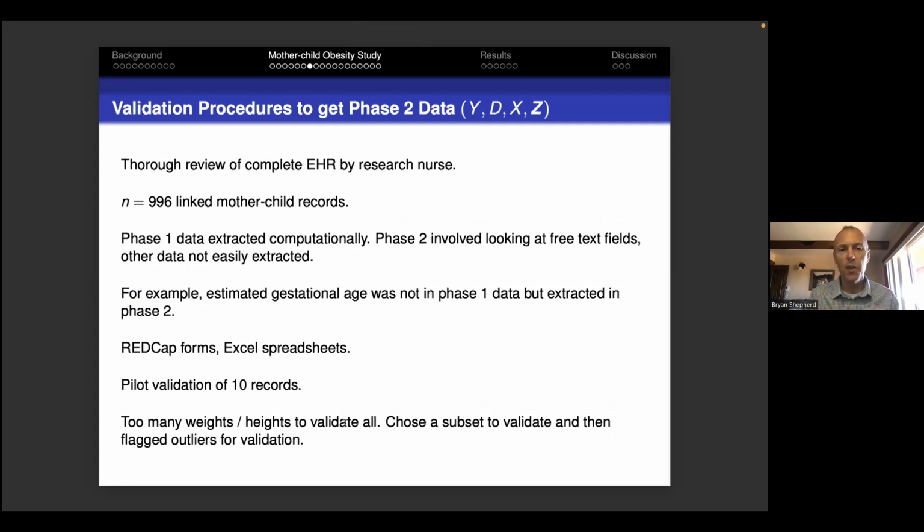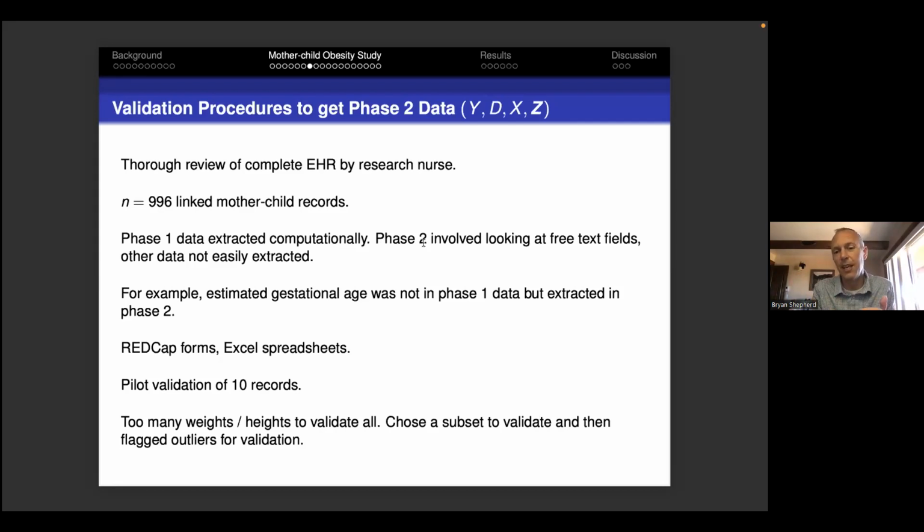Okay, so that was the electronic health record data. And let me just talk a little bit about the validation procedures to get our phase 2 data. So this is how we went about validating data. This was done by a thorough review of the complete electronic health record by a research nurse. We had enough money to validate approximately 1,000 records, and these are 1,000 linked mother-child records. The phase 1 data was extracted computationally. That's important to note. But this phase 2 data involved looking at the entire electronic health record by hand.